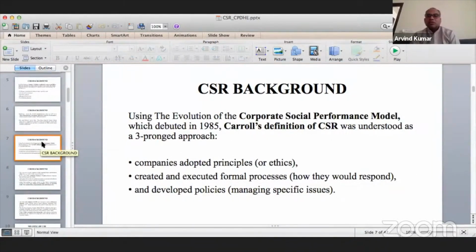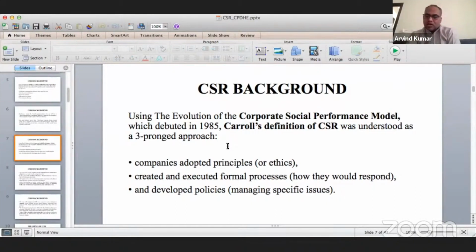So this model was an evolution of CSR, which debuted in 1985, and it had a three-pronged approach. The first approach was the ethics approach, and the second important area of the model was how companies would respond. So first you can call it the ethical part, second the responsiveness part, and third managing specific issues.